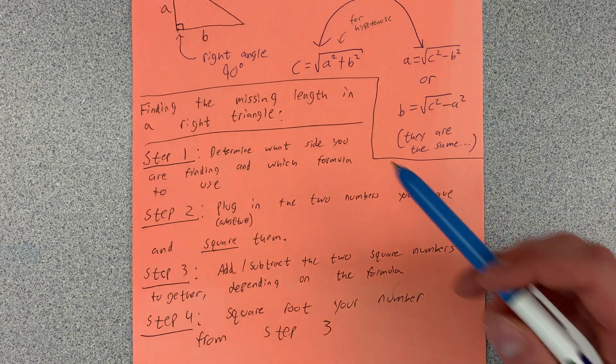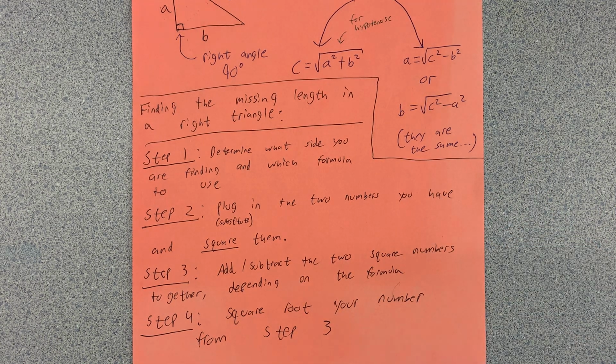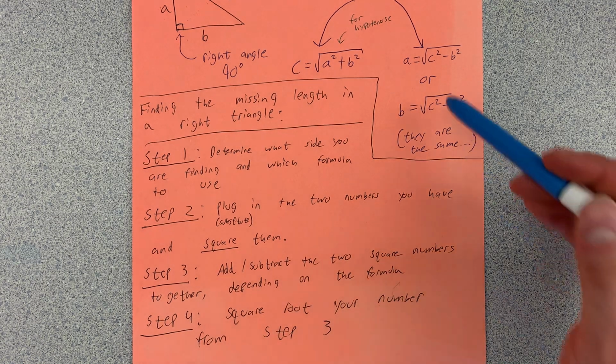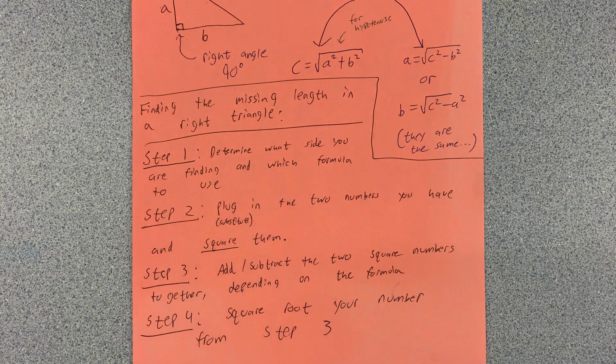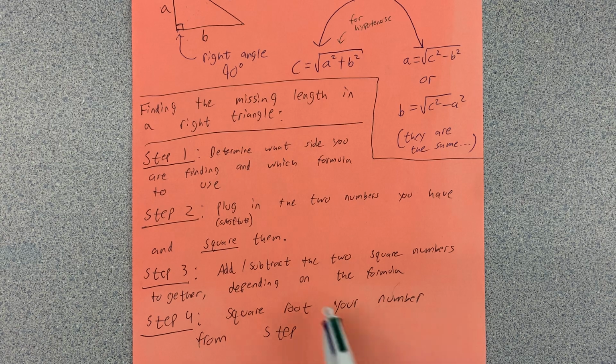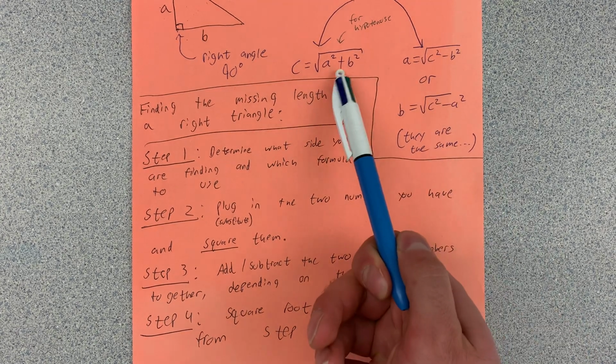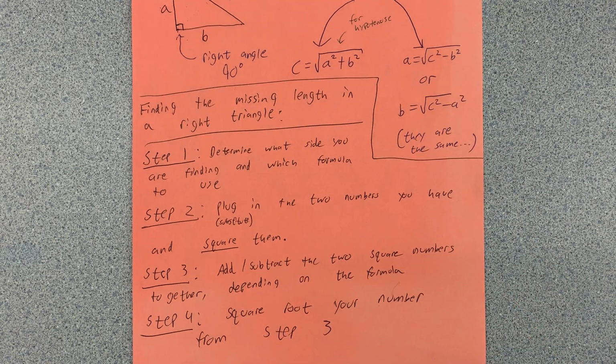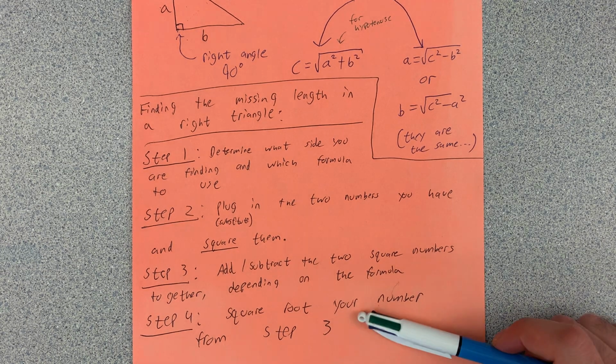So, finding the missing length in a right triangle. The first step is to figure out which of these 2 formulas you're going to use. The second step is to plug in the 2 numbers that you do know, and square them. I will talk about that in a second. The next thing, either add or subtract the 2 numbers that you got from here, and that depends on which formula you had to use. If you're using this one, you have to add them. If you're using that one, you have to subtract them. And then finally, you have to find the square root of your number from this step.